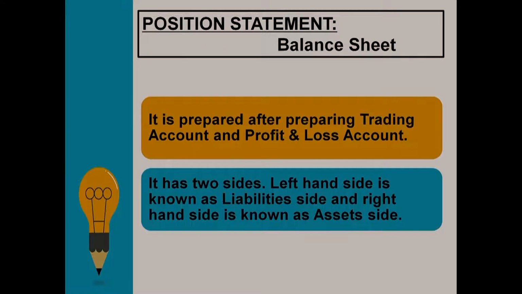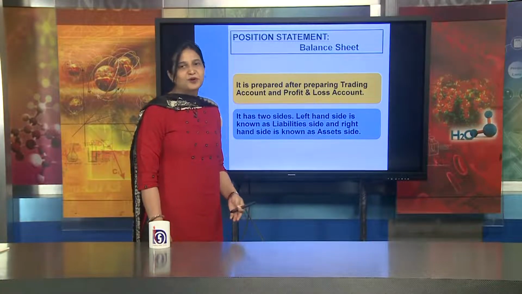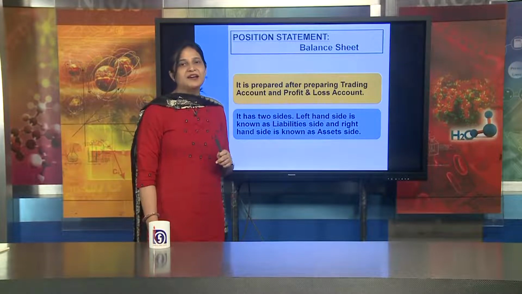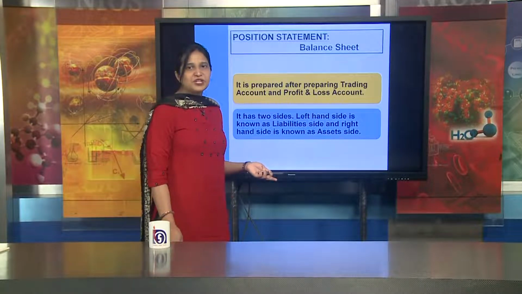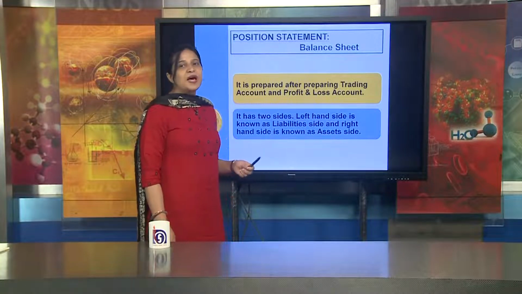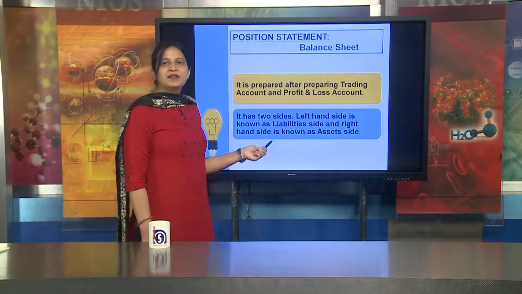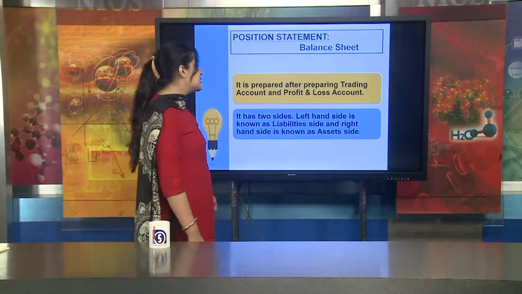It is prepared after preparing the trading account and profit and loss account, because I already told you that the balance of the trading account, that is gross loss or gross profit, will move to the P&L account, and the balance there, that is your net profit or net loss, would move to the balance sheet or your position statement. The balance sheet, you will see in the proforma later, has two sides. The left hand side is known as the liabilities side, and the right hand side is known as the asset side.